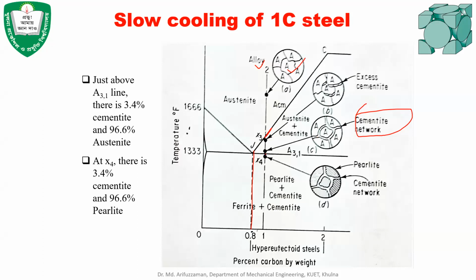Just above the eutectoid temperature line, when the eutectoid reaction takes place, all the austenite is converted into perlite, and the cementite network will be the same. As you move to the right side, if you increase the carbon content, more and more cementite will be produced, and less perlite will be seen. And 100% perlite can only be seen in the case of 0.8% carbon.